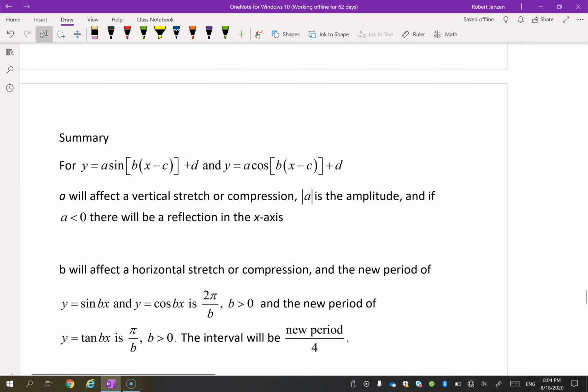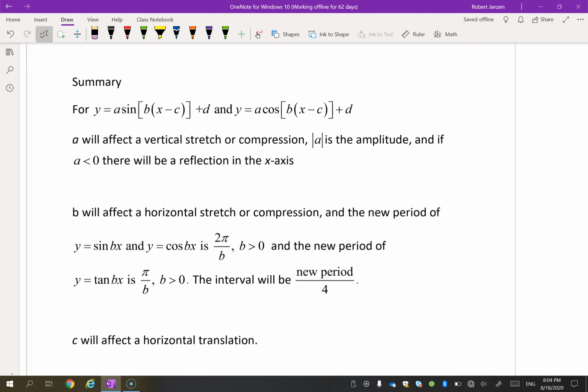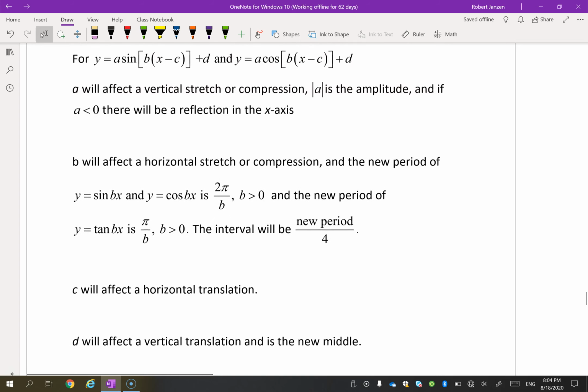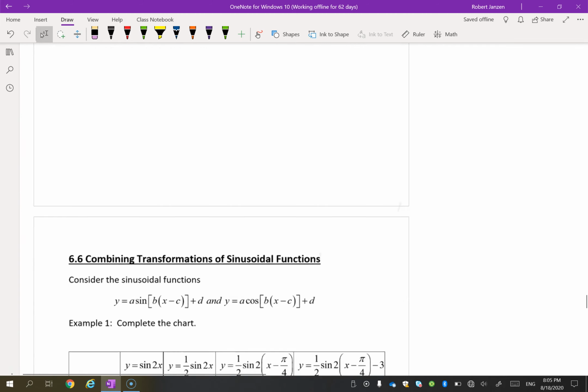What we want to do is get into graphing more than one transformation. So these are all of the transformations we've talked about in other graphs. We're now going to apply them all to the sine and cos graphs. Very quickly, A affects the amplitude, B affects the horizontal stretch or compression, C left or right, D up or down. Okay, so we'll stop there.